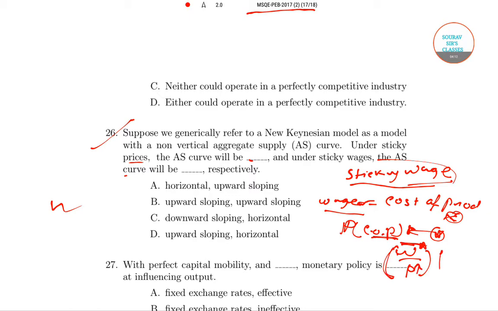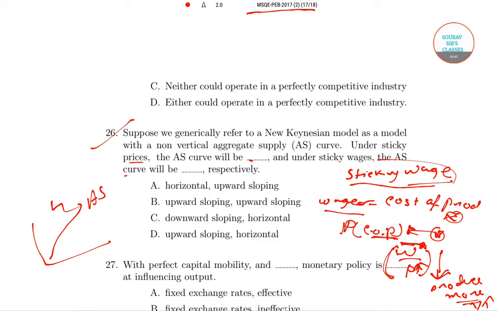Now during this time, if price increases, then this entire term falls. That is, the real wage falls. So when the real wage falls, the cost of production falls. When the cost of production falls, the producers are likely to produce more. This is why Y, which is output, increases when price increases. This is why we get a positively sloped AS curve in the case of the sticky wage model.